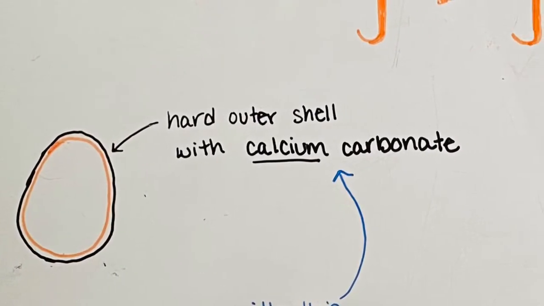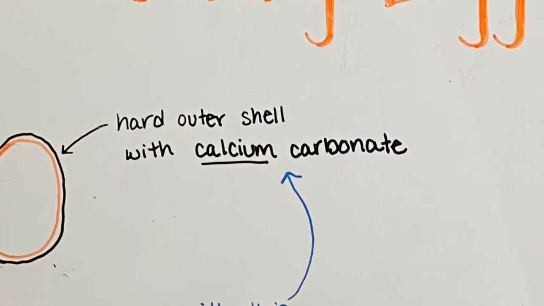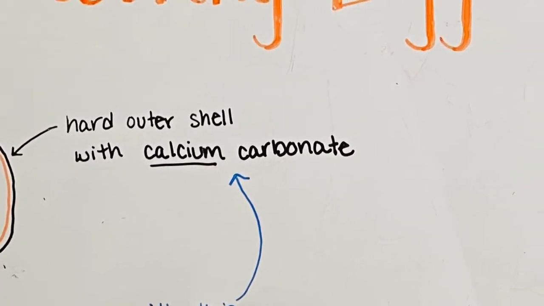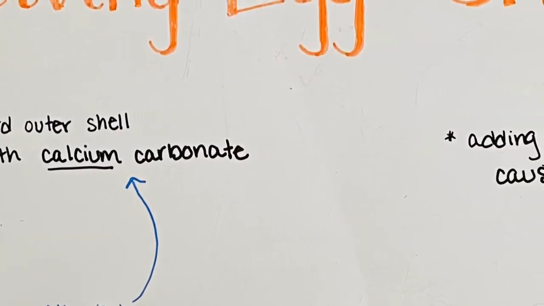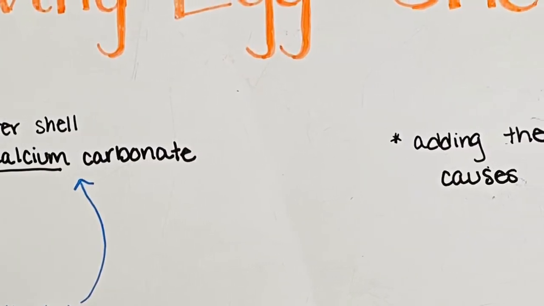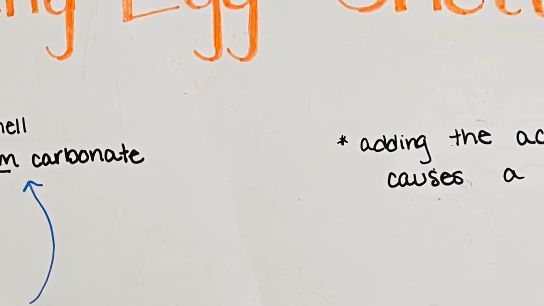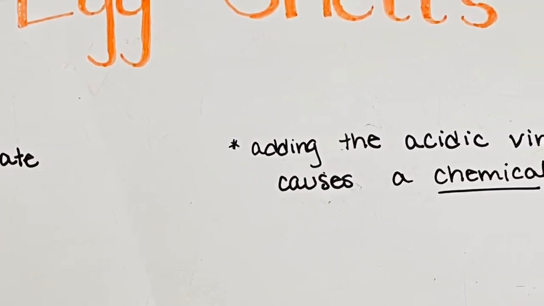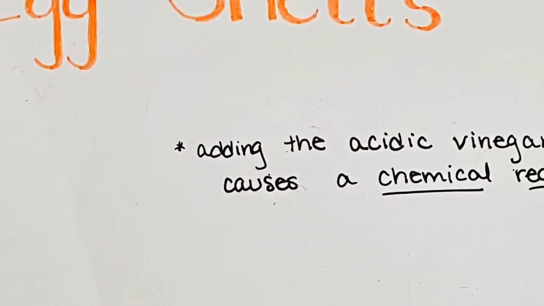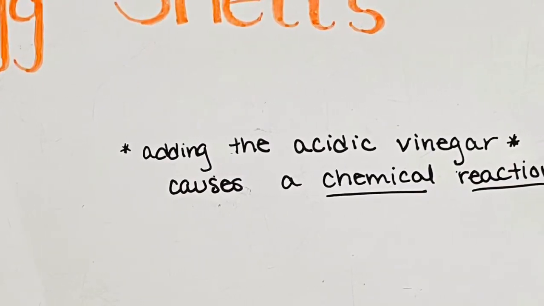Eggs obviously have a hard outer shell, and the main component of that is what we call calcium carbonate, which is a base. If we add vinegar, which is acidic, to that base, it causes a chemical reaction, similar to baking soda volcanoes with vinegar, but not as intense.